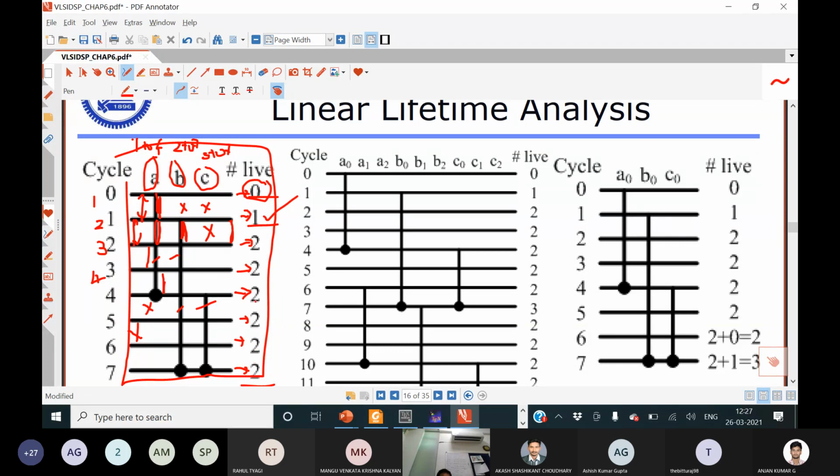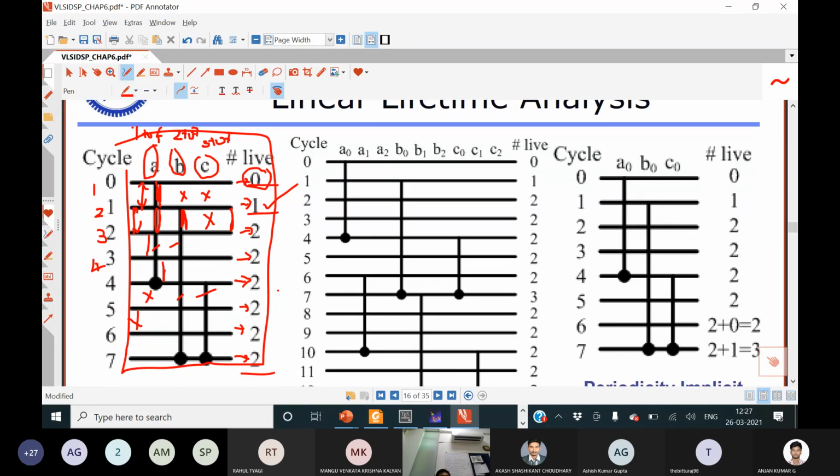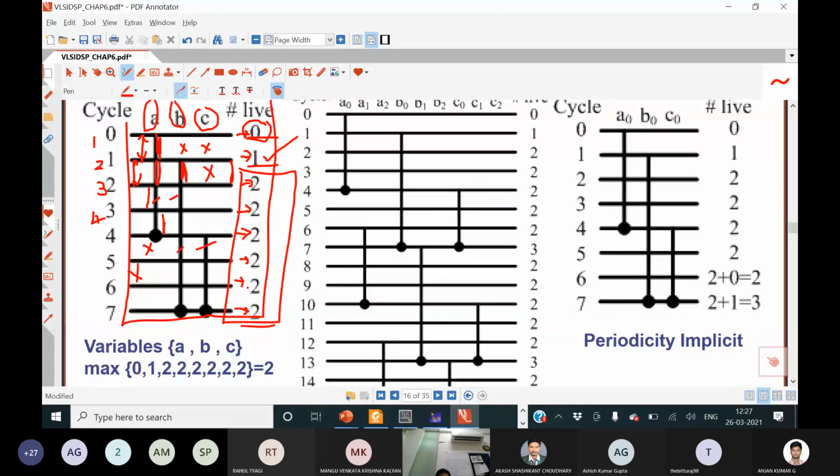So what is the maximum number of variables that exist at a particular time? You just observe that for each of these, the value is 2. That I consider as the maximum. So that means the minimum number of variables, or minimum number of registers, I require for this particular operation is 2. So for variables A, B, C, this is nothing but the active variable value.